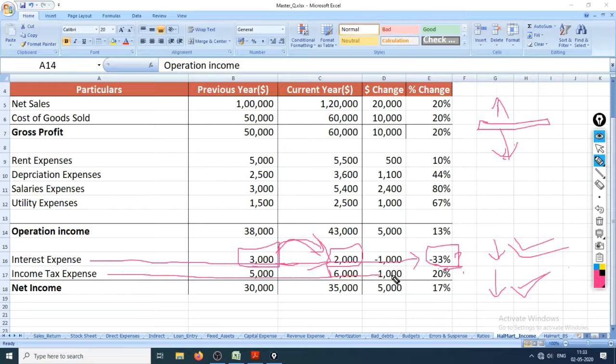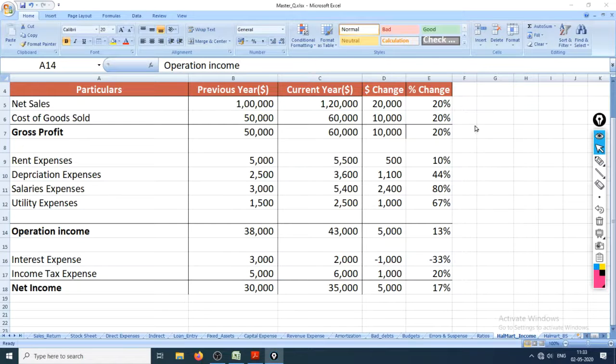Income tax expenses 20%, that is the correct expense because the sales have increased by 20%. So this right here does not need any auditing. I'll write it down for you. You can see right here, this is 20%. This is constantly and comparatively in line with the net sales. That is properly okay.